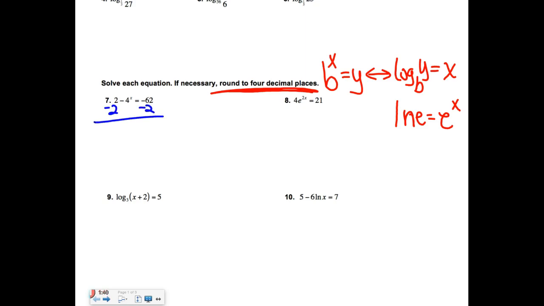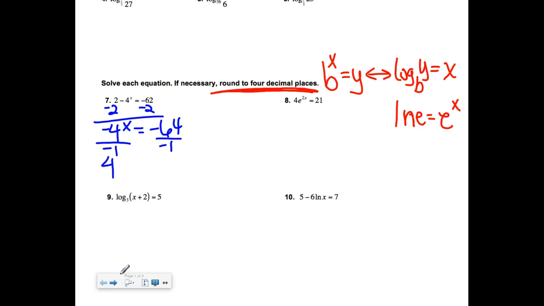When we do that, notice there's a negative in front of the 4, so I'm going to have negative 4 to the x equals negative 64. I hope alarm bells are going off because we cannot take the log of a negative number. So to do that, we're going to have to divide each side by negative 1. When we do that, all of our negatives are going to cancel, and we're just left with 4 to the x equals 64.